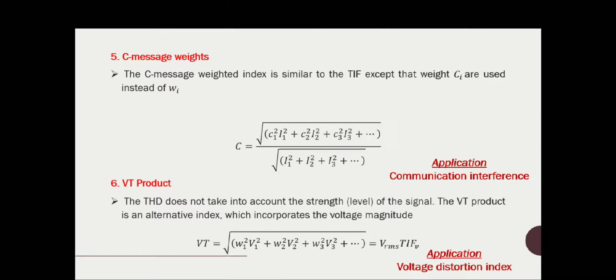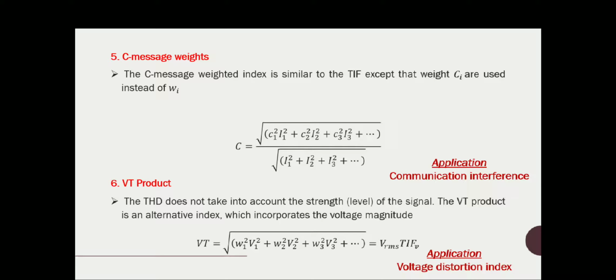Then C message weight. C message weight is another index that is used in communication systems in order to measure communication interference. That is why it is named C message weights. Here also, this is almost similar to that of TIF, except the weight is denoted as Ci.